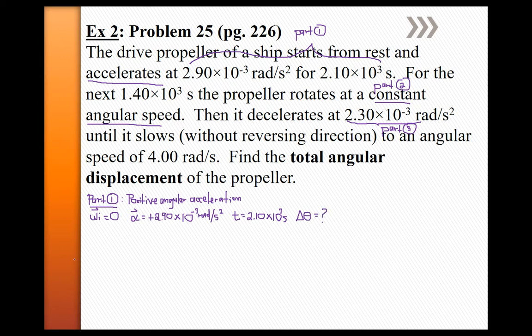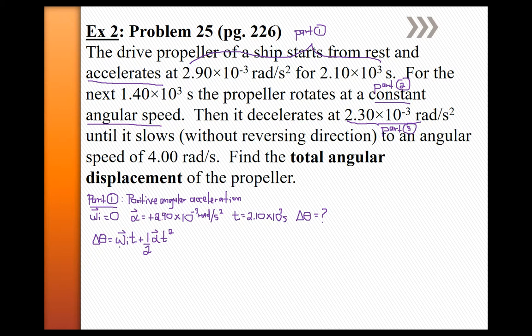Okay, so we need an equation that has omega I, alpha, t, and delta theta in it. So this is going to be the same as the formula of the equation d equals vit plus 1/2 at squared. It's the only one that doesn't have the final velocity in it. But instead of writing d equals vit plus 1/2 at squared, we're going to write down delta theta instead of d, and we're going to write down omega I instead of vi. The t is still the same, plus 1/2, instead of a, it's going to be alpha t squared.